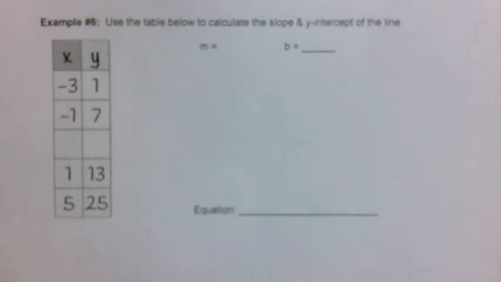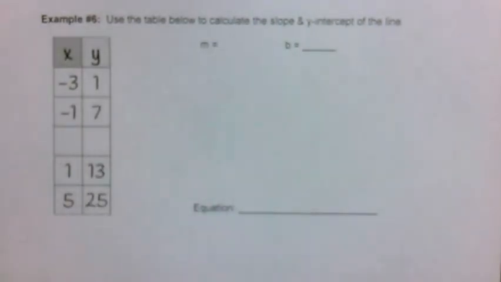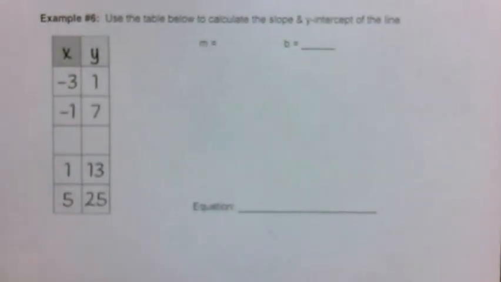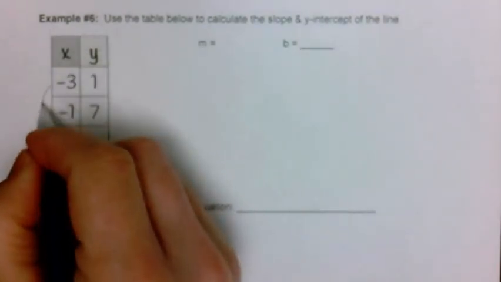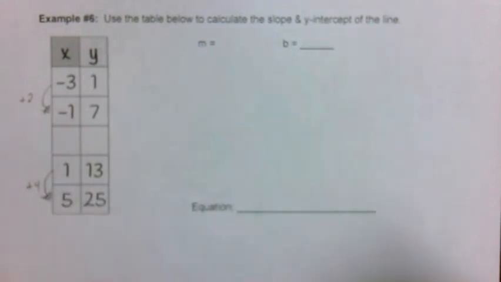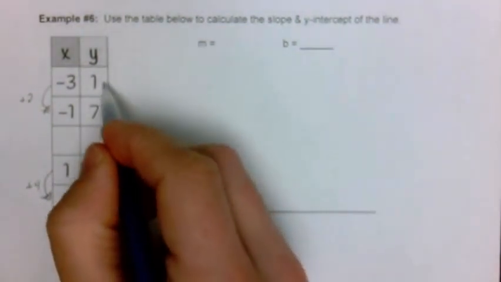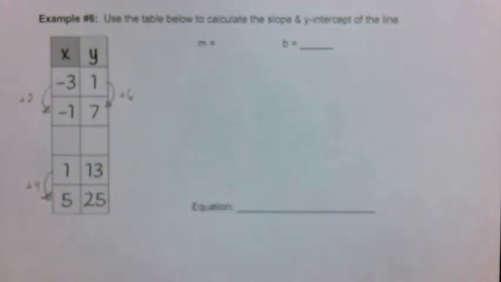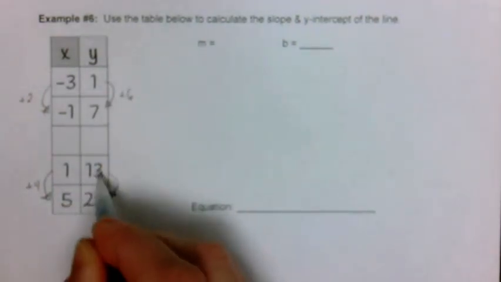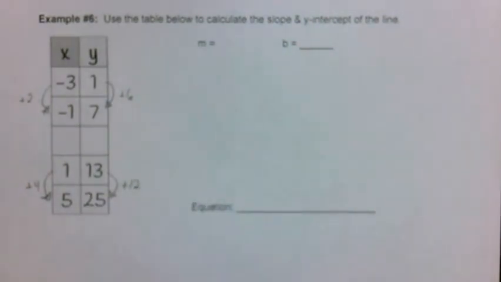In our next table, we're going to find the slope, the y-intercept, and write the equation of the line that would be represented by this table of values in slope-intercept form. All right, so let's look at our changes here. To go from -3 to -1, we would have to add 2. To go from 1 to 5, we would have to add 4. In the y's, to go from 1 to 7, we would have to add 6. And in the y's from 13 to 25, we would have to add 12.